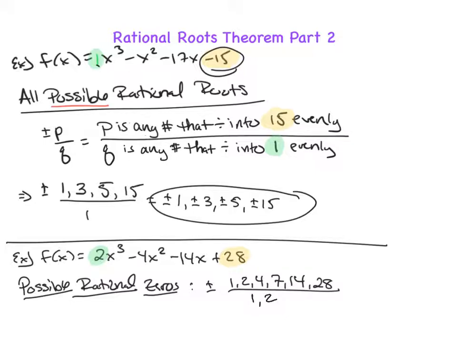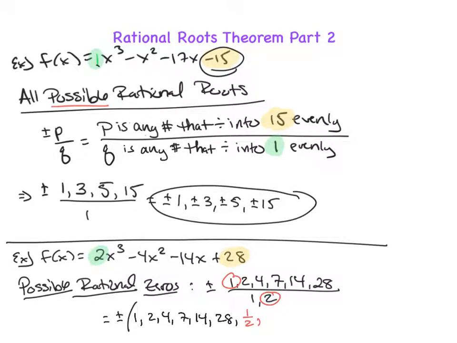So the way to write this is plus or minus. Instead of writing it like I did up here, plus or minus 1, plus or minus 3, I'm just going to write the plus or minus in the front and then list all of them. So this will be plus or minus 1 over 1, 2 over 1, 4 over 1, 7 over 1, 14 over 1, and 28 over 1. But then I also have the possibility of 1 over 2 in the denominator.